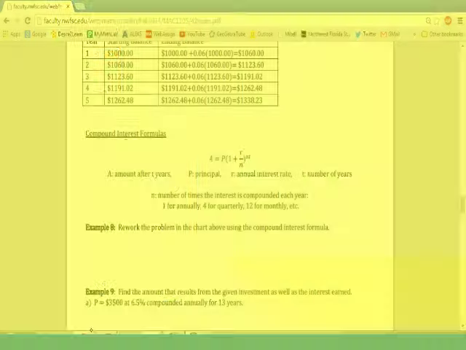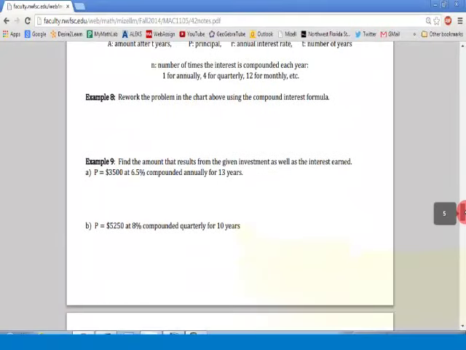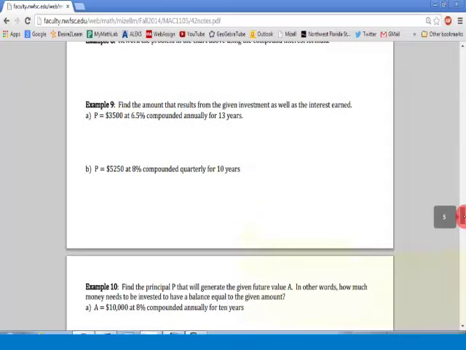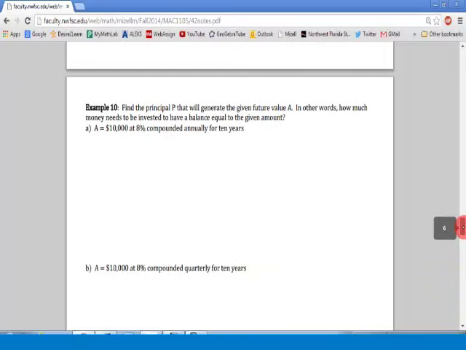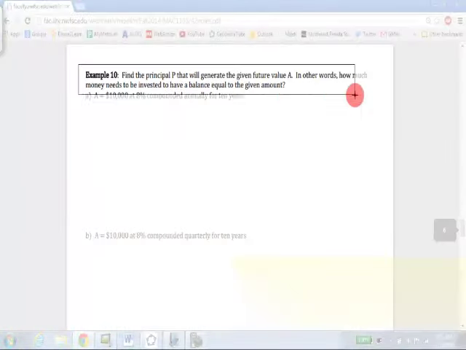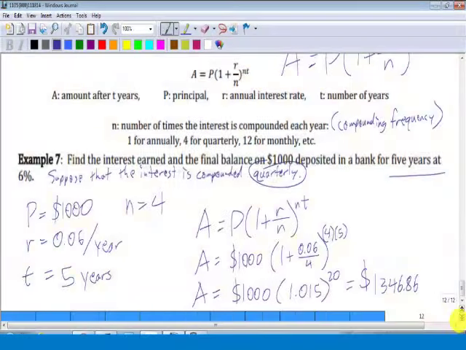Let me see what's left in this. We do have a couple more minutes. So, example 8, I reworked it. Find the amount that results from the given investment, different values. Let's look at example 10. I think we've got enough time to do example 10, at least maybe part A.